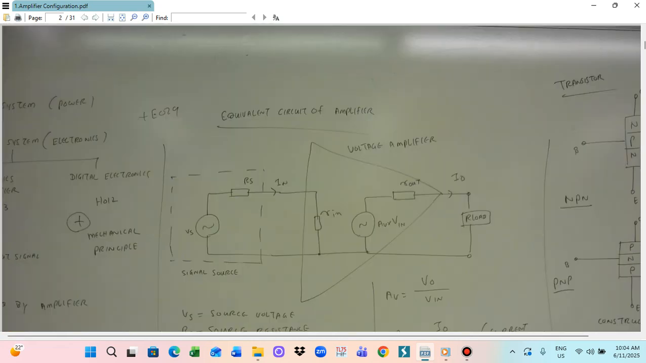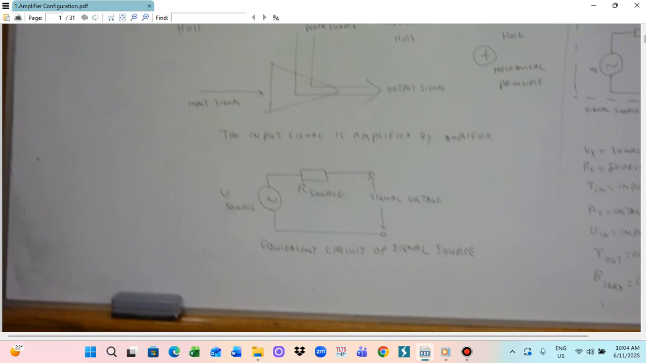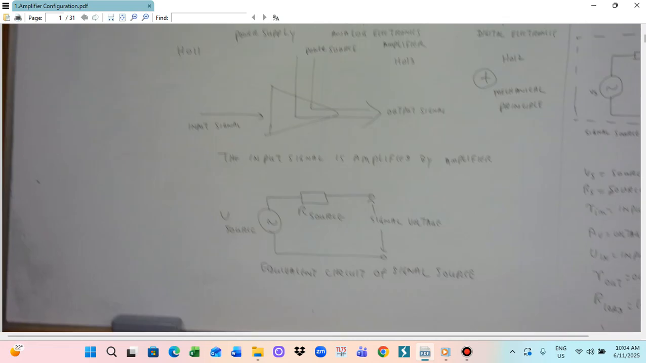So the input signal is amplified by the amplifier. This is the way the amplifier works.